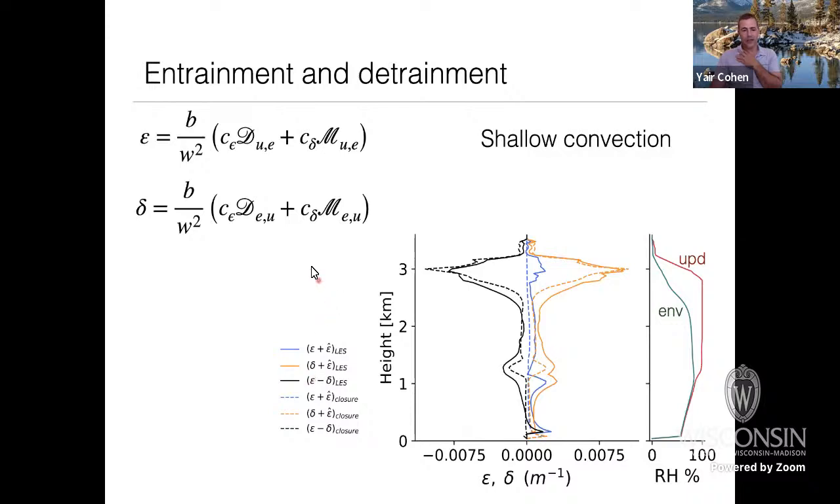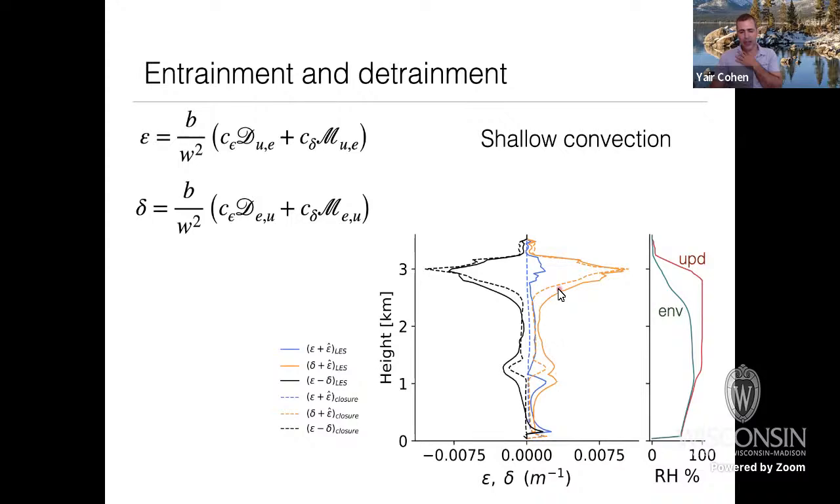And without too much explanation around it, I can remind you what our formulation is. I can show you some encouraging results. So this is large eddy simulation only here of shallow convection over land, where shallow convection penetrates into a dry layer. It's in the Great Plains. And you could see that by the environment relative humidity dropping above 2.5 or 2.2 kilometers.